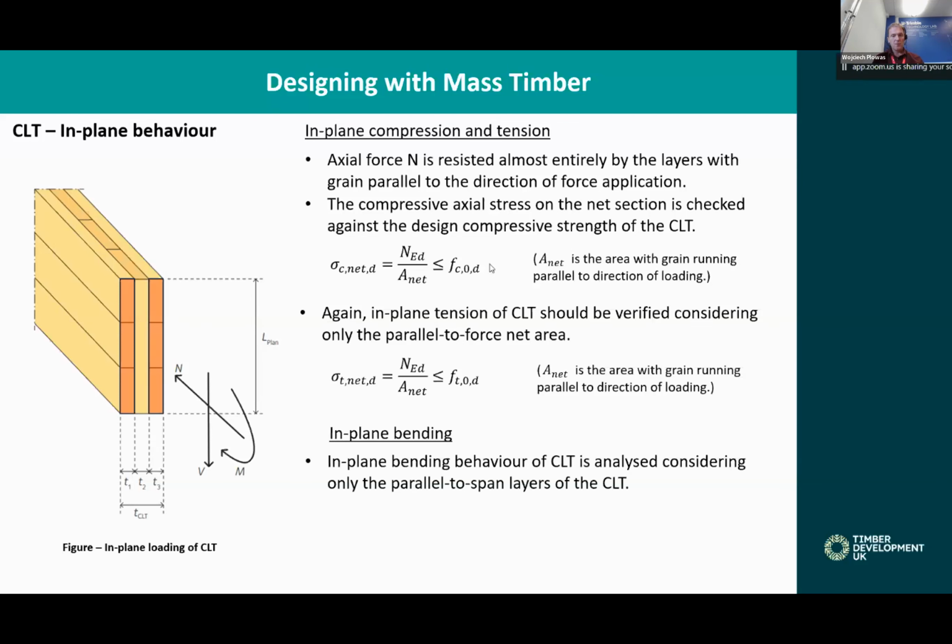In-plane bending behavior of CLT is analyzed considering only the parallel-to-span layers, very similar to the case when I talked about compression and tension. Only the layers that run parallel to the direction of the load. So you carry out the calculations to identify the peak stress in the standard way, but again, instead of the normal second moment of area, you calculate the net second moment of area, considering only the thickness of the layers running parallel to the direction of the load.